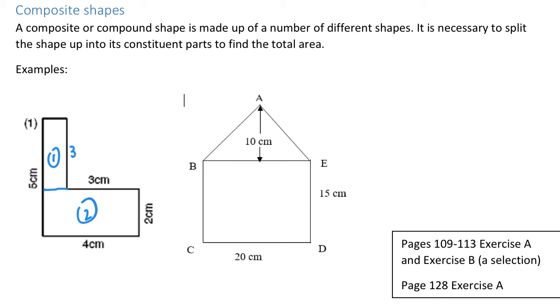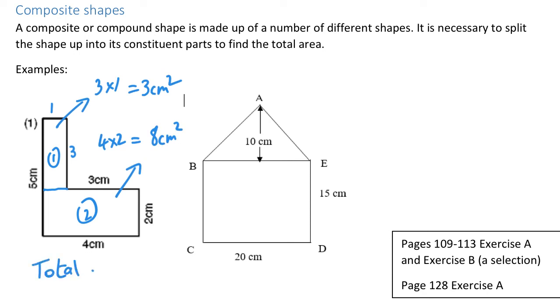For the width of 1, we've got the base length is 4 and this part is 3. So this extra bit on the first rectangle must be 1 centimeter. So area of 1 is going to be 3 times 1, which is 3 squared centimeters. The second one is 4 times 2, so that's 8 square centimeters, which means the total area is 11 squared centimeters.